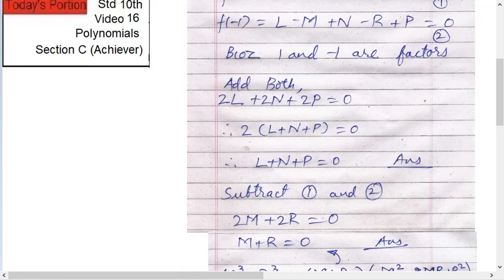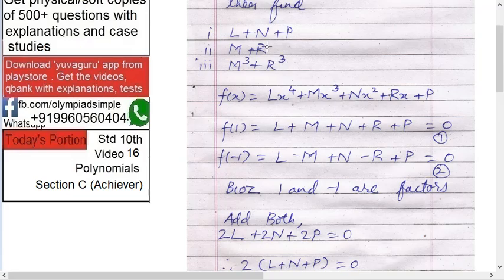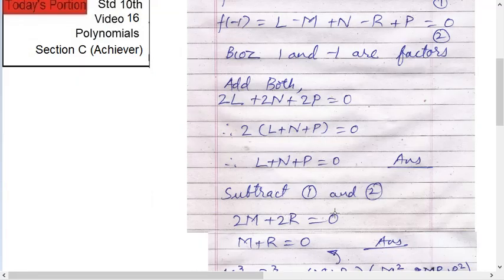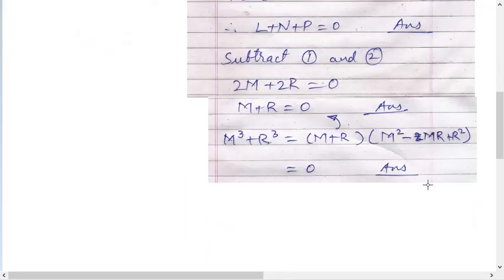Okay. Next we want m and r. How can you get m and r? Suppose you subtract 1 and 2 from each other, then L will go, n will go, p will go. What will remain is m and r, right? So perform 1 minus 2, right? So what you get is 2m plus 2r equals 0, m plus r equals 0, 2 on this side. So that is one answer.